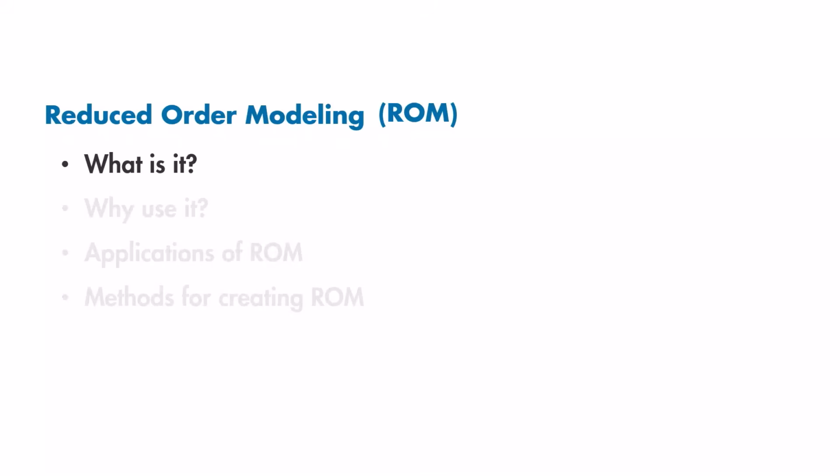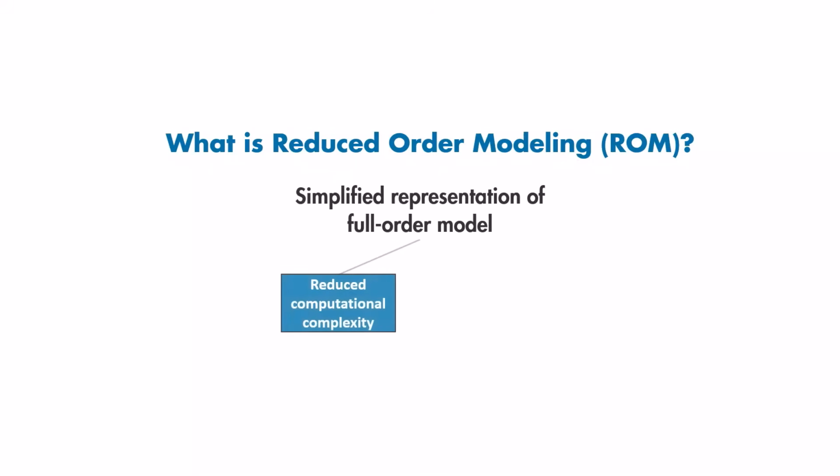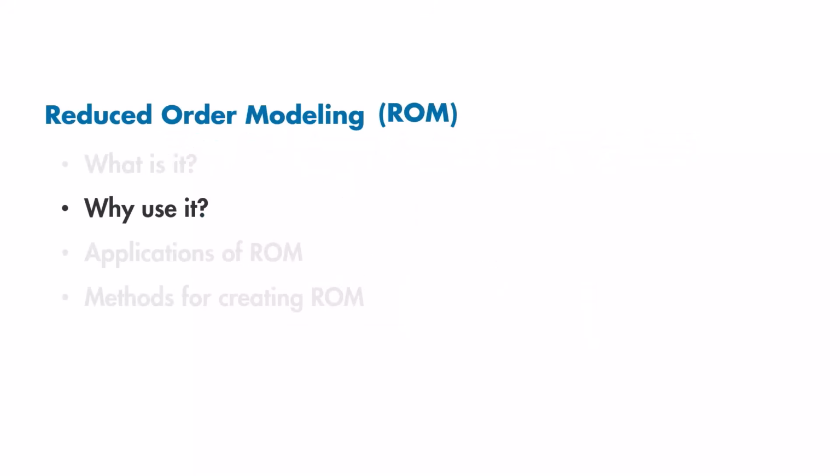So what is reduced order modeling? Reduced order modeling is a technique for simplifying full-order, high-fidelity models by reducing their computational complexity while preserving their dominant behavior. Why do engineers use ROM?